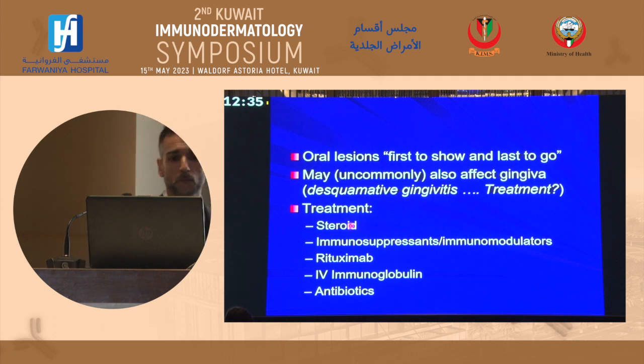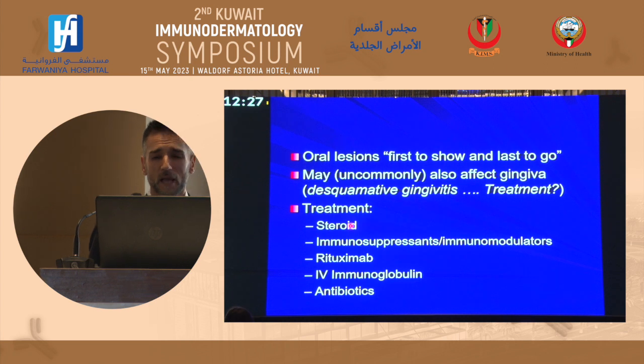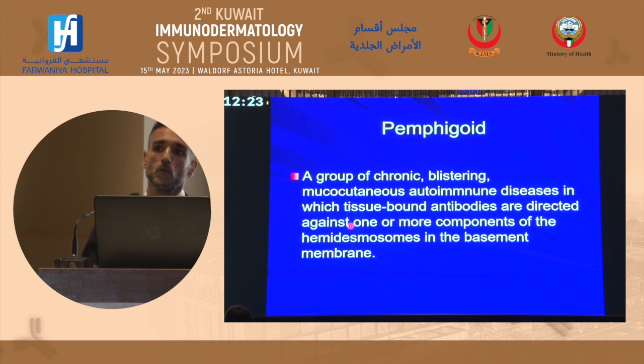Pemphigoid is a group of chronic blistering mucocutaneous autoimmune diseases with tissue-bound antibodies directed against a constituent of the basement membrane. So with pemphigoid, we see the split below the mucosa, and with pemphigus, we see the split through the mucosa, and that can also help in a clinical manifestation.